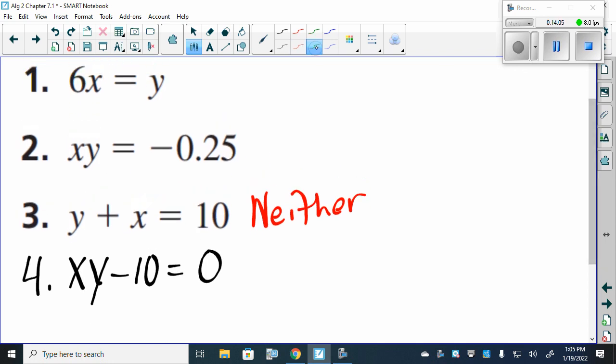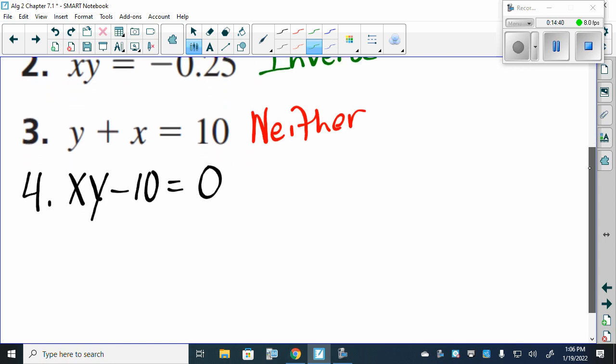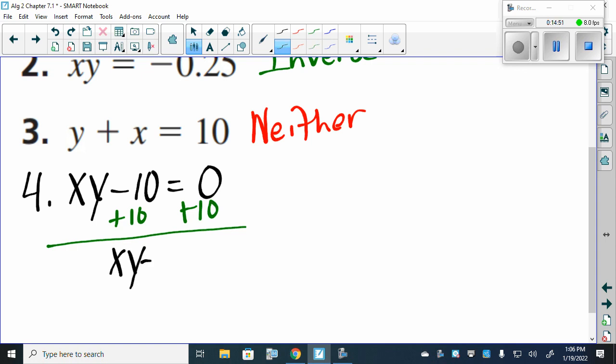So let's start from the top with these here. Number 1, what do we think that would be, direct or inverse? It would be direct. How about number 2? It would be inverse. And how about number 4? Right, so this can't equal 0, so what do we need to do? So x times y is equal to, so what would that make it? Inverse.